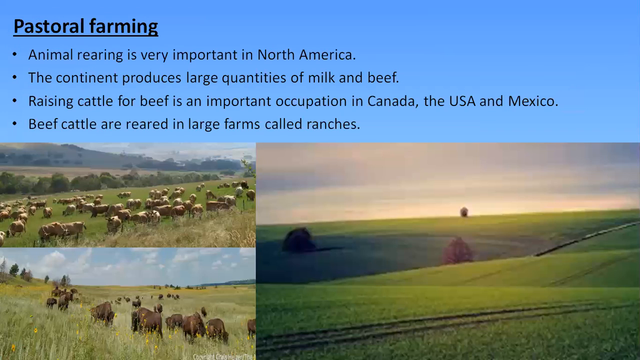After that, pastoral farming is another important agricultural activity. Mainly these animals are reared for milk and beef. USA, Mexico, and Canada are the main important countries which export beef. One of the main important occupations is rearing cattle for beef. Beef cattle are raised in huge farms called ranches. Okay, these are the important things under the utilization of resources, especially under the heading of agriculture.